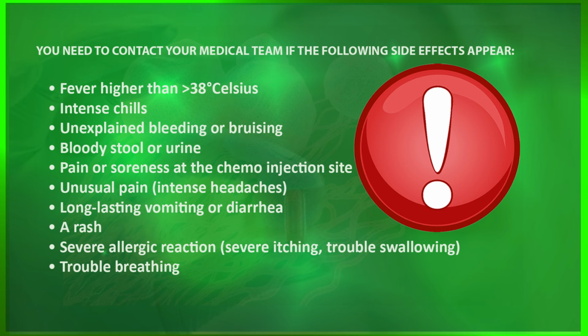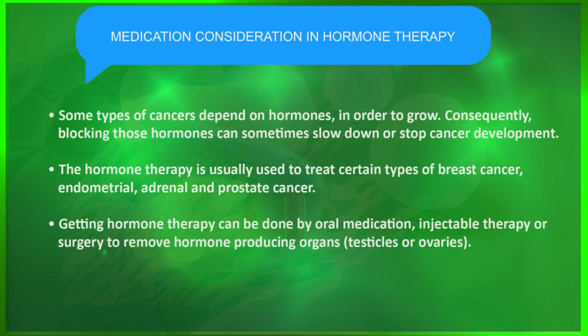Be careful. You need to contact your medical team if the following side effects appear. Fever higher than 38 degrees Celsius. Intense chills. Unexplained bleeding or bruising. Bloody stool or urine. Pain or soreness at the chemo injection site. Unusual pain, intense headaches. Long-lasting vomiting or diarrhea. A rash. Severe allergic reaction, severe itching, trouble swallowing. Trouble breathing.